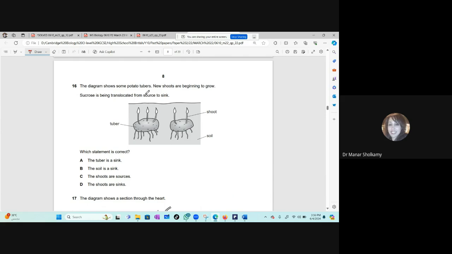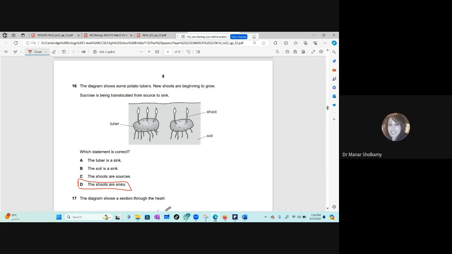The diagram shows some potato tubers, new shoots are beginning to grow. Sucrose is being translocated from the source to the sink. Which statement is correct? The tuber is a sink, the soil is the sink, the shoots are sources, or the shoots are sinks? Shoots are sinks. Yes. Why?